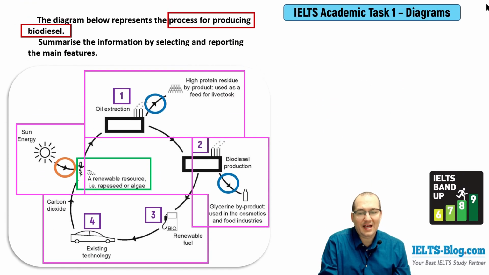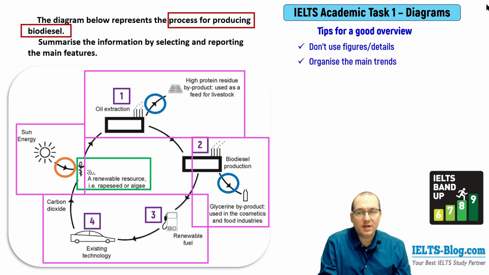The next stage is absolutely the most important for all academic Task 1. This is the overview. And don't use figures or details. That's an important tip. You'll see in mine, it's very, very short. Organize the main trends. In this case, everything is kind of equal. I'll mention that later, but each step is important. So, that's the trend for this diagram.